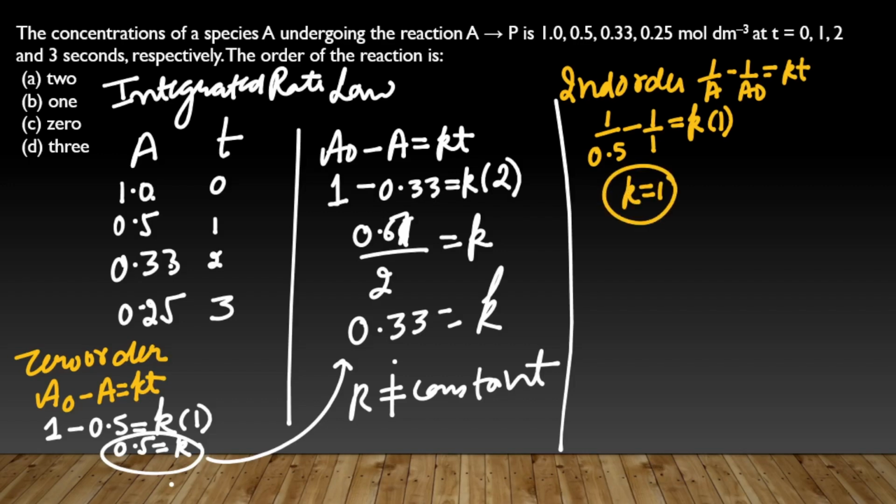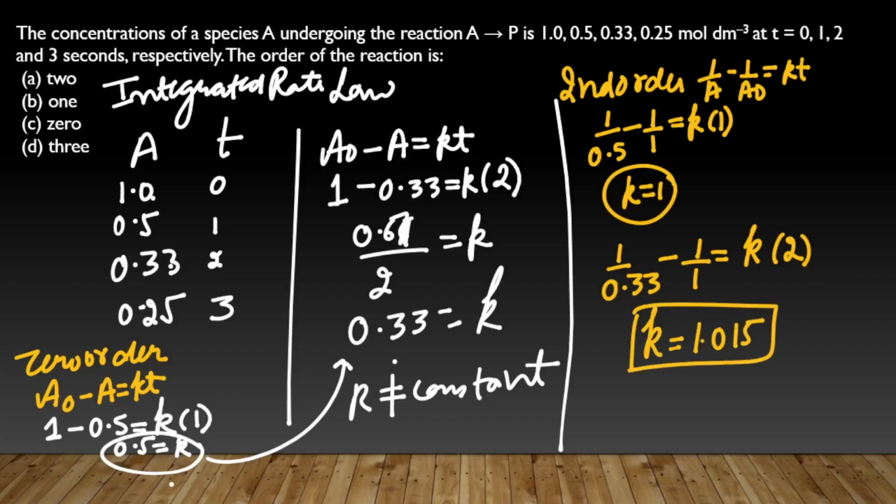Using the other A value, which is 0.33: 1 by 0.33 minus 1 by 1 is equal to the rate constant K. Time here is 2 seconds. Solving this, the rate constant we will get is 1.015. So you can see 1 point something and 1, so the K value is constant. That means the reaction is of second order kinetics. So the answer will be option A in this case.